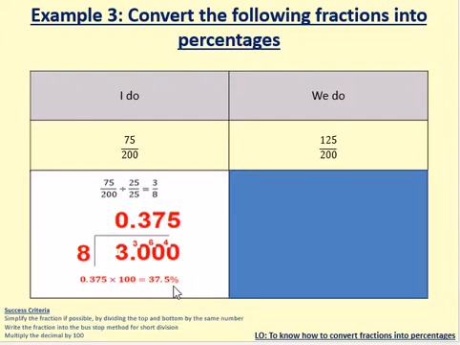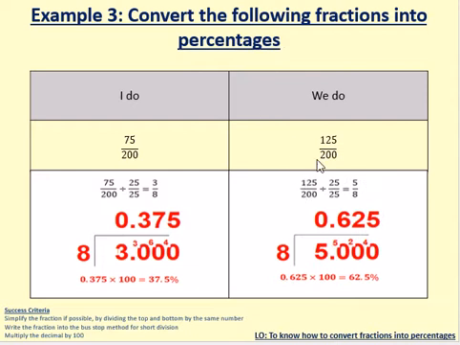We get 37.5%. So again, this last part was really just the same as the first couple of examples. It's just the simplifying that has changed here. Copy this one down and then try the WeDo for me.